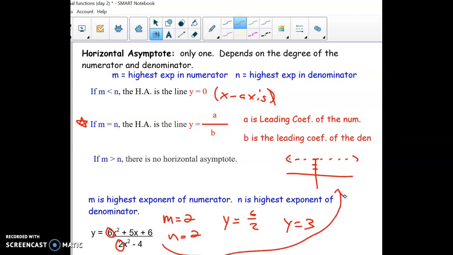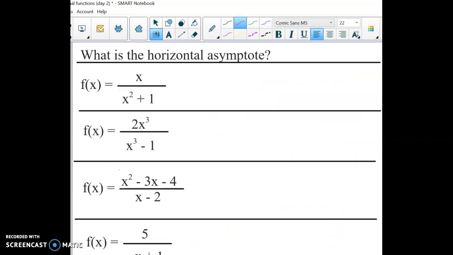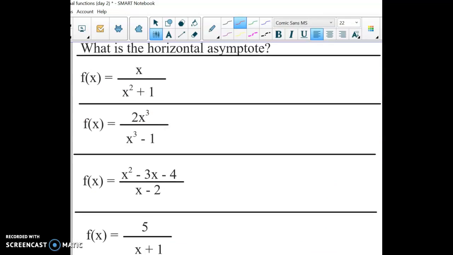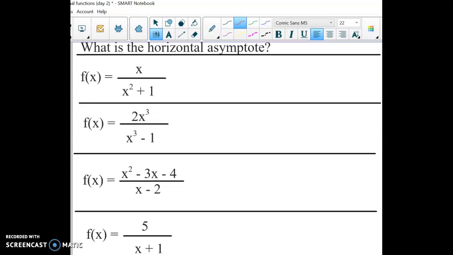rational expression graph. Okay, so have your chart out, and then I'm going to have you try these 4 to find where the horizontal asymptote is. So this is really the main new thing for today. So pause the video here and see if you can use your chart to figure it out.